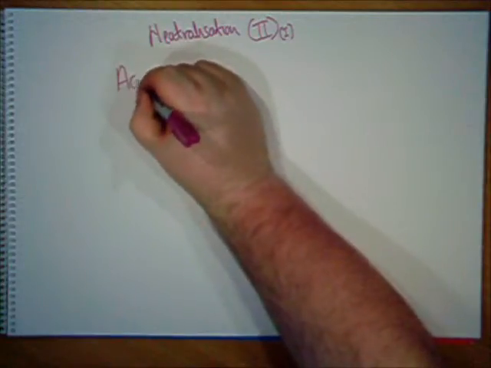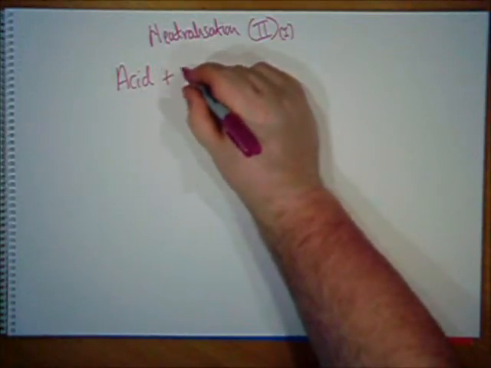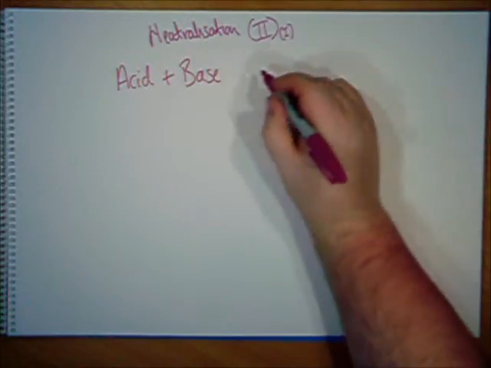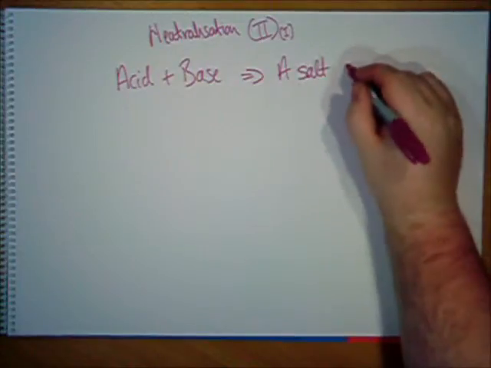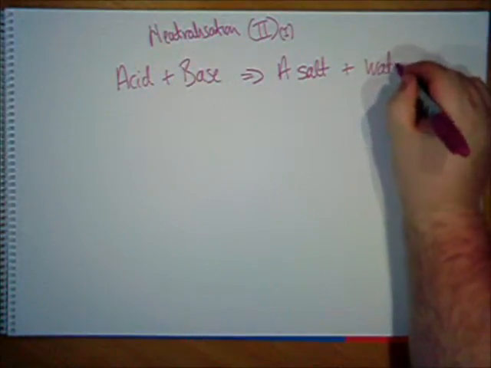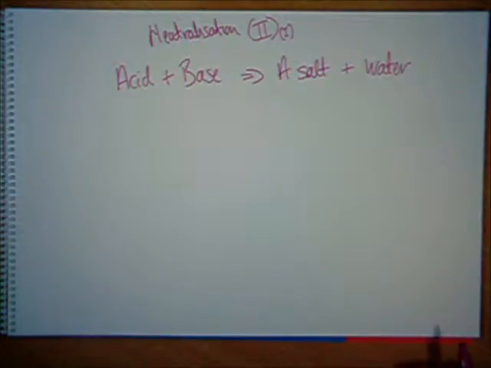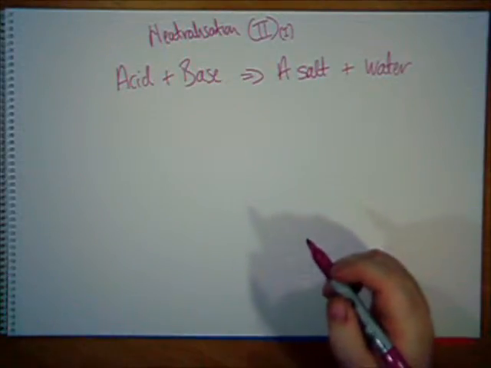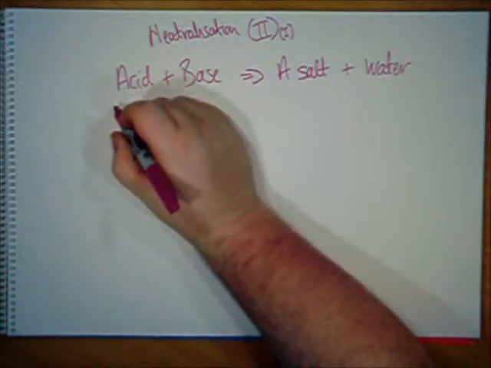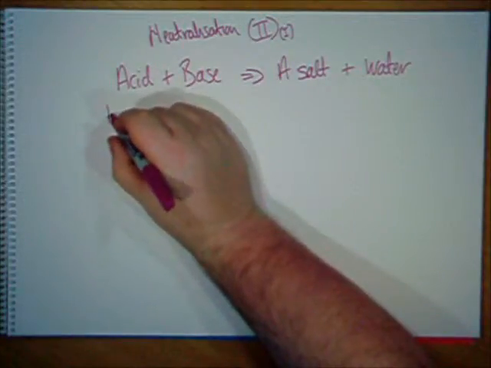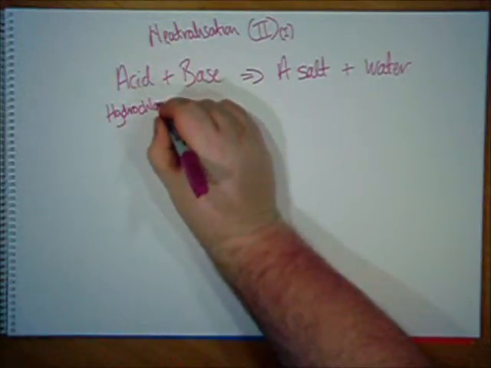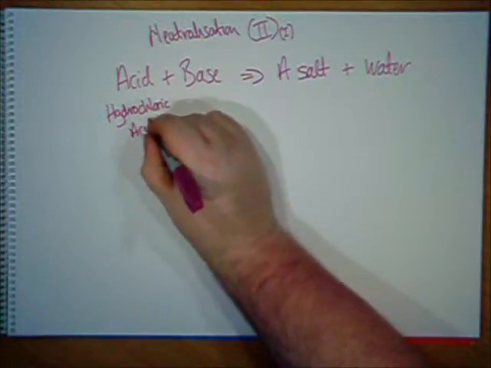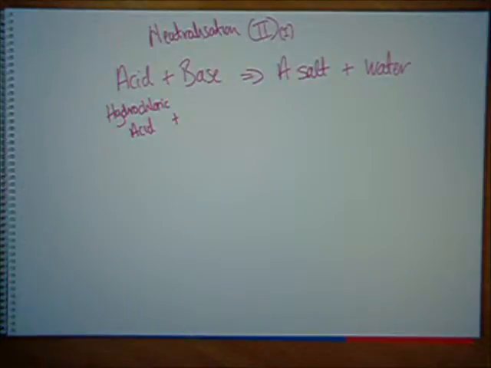We said that an acid plus a base makes a salt, and it makes water. So what would that look like as a word equation? Let's take a common acid, one that you'll have used quite a lot in classes. Something like hydrochloric, let's say. And a common base, calcium oxide.